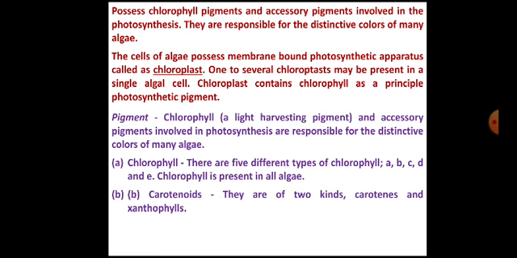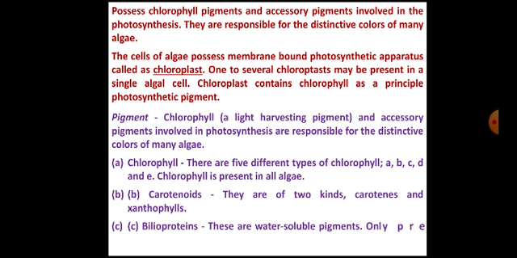The second type of pigment is carotenoids. They are of two types: carotenes and xanthophylls. So these are the accessory pigments, the carotenoids. The third type of pigment is biliproteins. These are water soluble pigments, and these are only present in a few classes of algae, that include cyanophyta, rhodophyta, and cryptophyta.